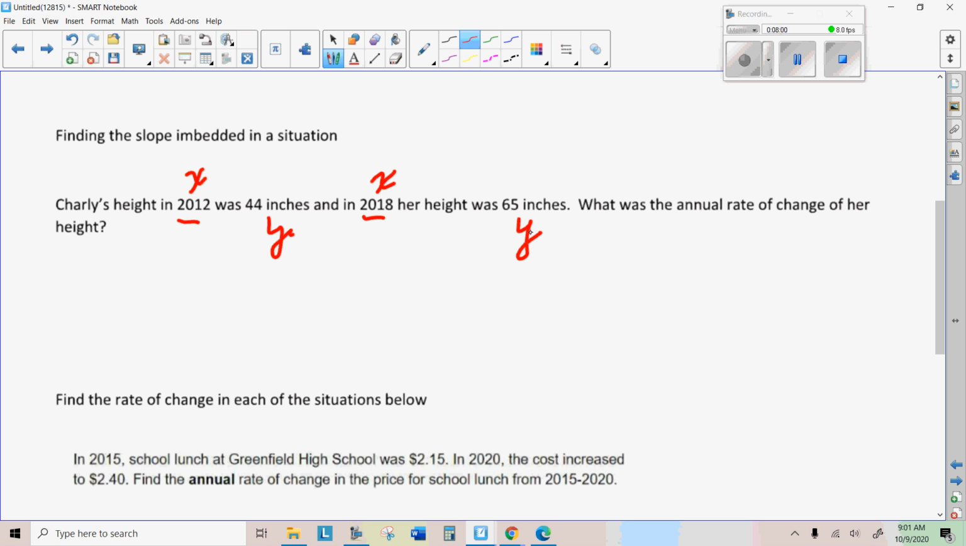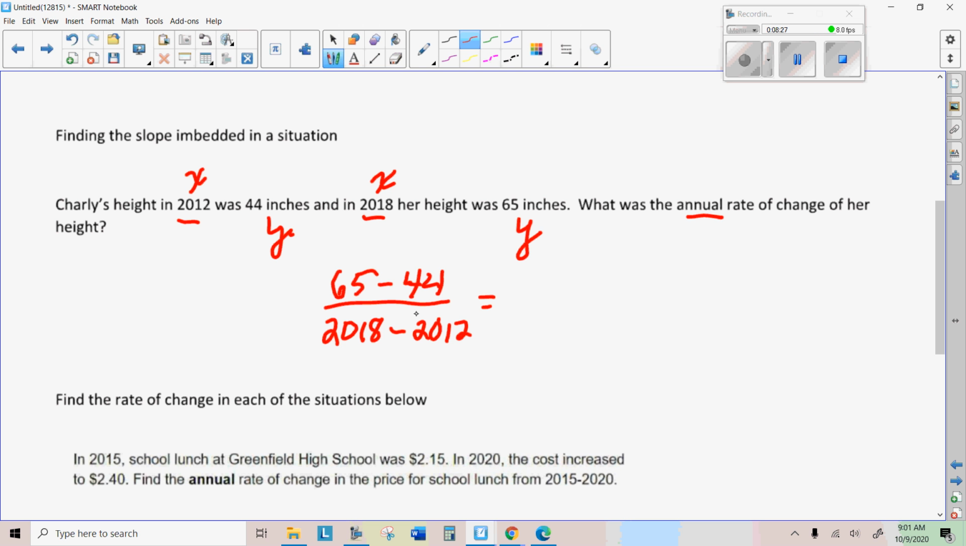Okay? So, I want to find the change in the y values, which I'm going to do 65 minus 44 to get that. So in other words, how much taller is she over those years? And then the change in the x values is how many years did that happen? So annual means 1 year. So I want to divide by how many years it took to grow that far.